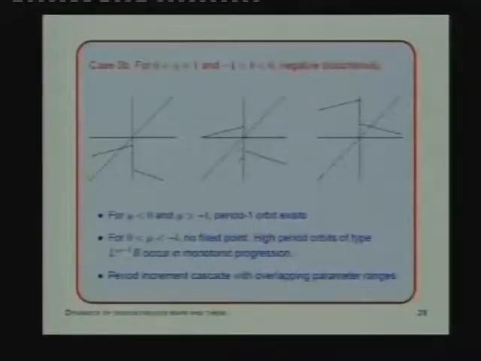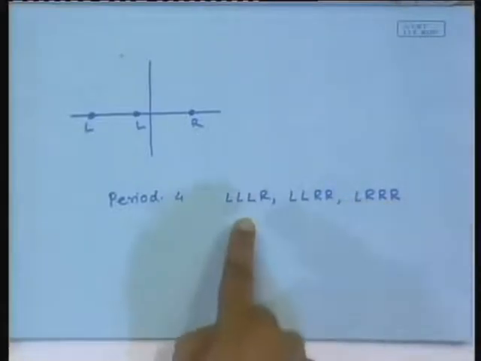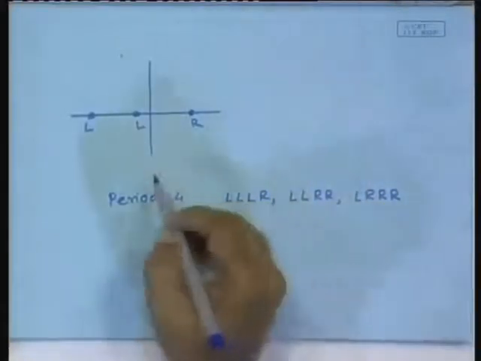Why? Because since this side is negative, its implication is that if there is any initial condition in the right hand side, in the next iteration it will go to the left hand side, because of the flipping behavior. Since any iteration in the right hand side goes to the left hand side in the next iterate, it means that you can only have this orbit, but not this orbit, not this orbit. Okay. Clear?